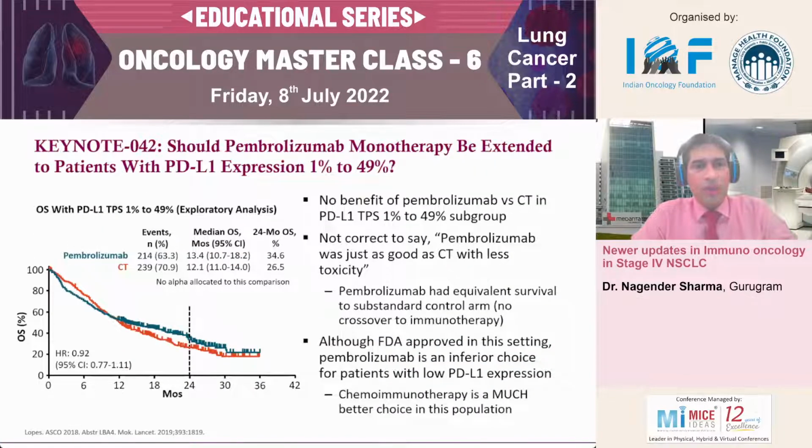So in Keynote 042, should pembrolizumab monotherapy be the treatment of choice for PD-L1? Monotherapy should be excluded for those patients who have PD-L1 between 1 to 49%. This trial showed no benefit of pembrolizumab versus chemotherapy in the PD-L1 TPS 1 to 49% subgroup. It's not correct to say that pembrolizumab was just as good as chemotherapy with less toxicity. Pembrolizumab had equivalent survival to the standard control arm, and no crossover to immunotherapy was permitted. Although FDA approved in this setting, pembrolizumab is not a superior choice for patients with low PD-L1 expression. Chemoimmunotherapy is a much better choice in this population.